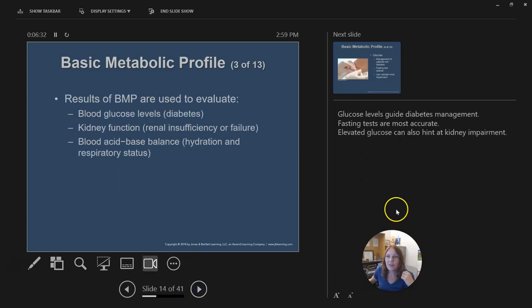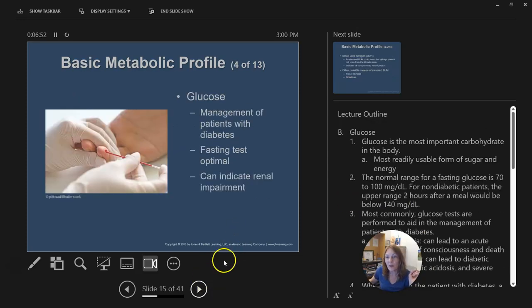Our glucose levels guide our diabetic management of our patients. We keep a close watch on those for our diabetics in the back of the truck, same thing in the field. We need to look at those labs. Our fasting tests are always going to be the most accurate. Elevated glucose can also give us a hint at possible kidney impairment that the patient could potentially be going down that route.